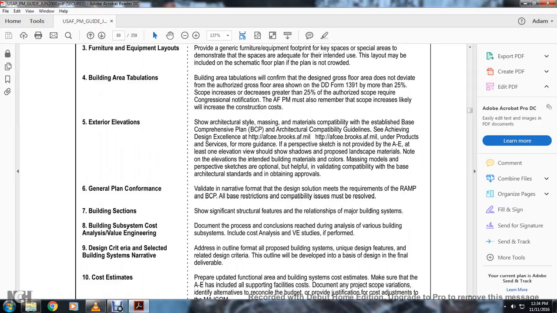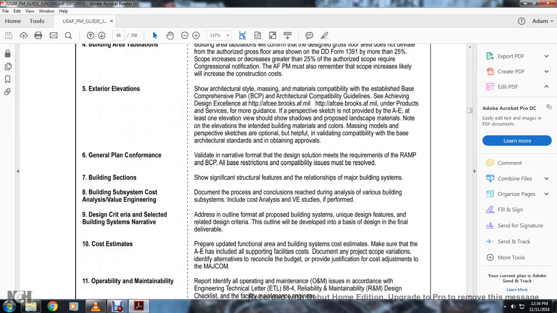Exterior elevations show architectural style, massing, and material compatibility, established by the base comprehensive plan and architectural compatibility guidelines, achieving design excellence. Further guidance for the perspective sketch is not provided by the architect-engineer. Provide at least one elevation view to show the shadows and the proposed landscape materials noted on the elevation, intended building materials and colors, matching models and perspective sketches. This is optional but helpful in validating compatibility with the base architectural standards and obtaining approvals. General performance plan, or general plan of conformance.